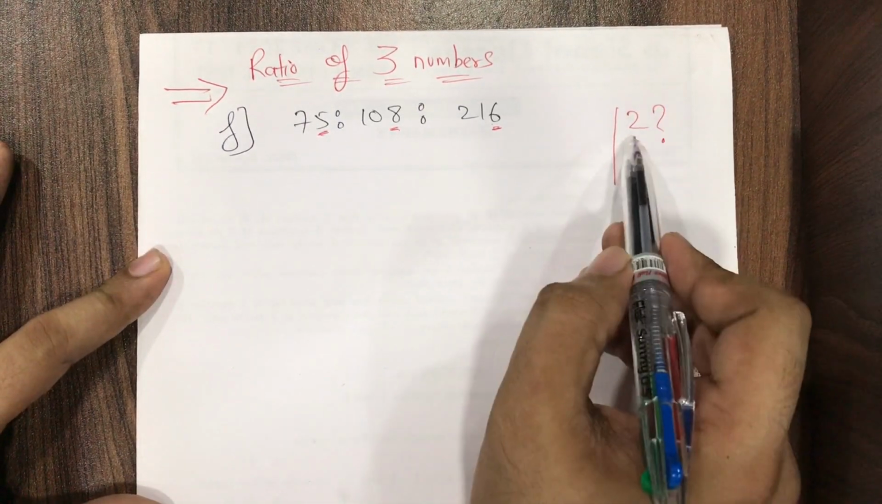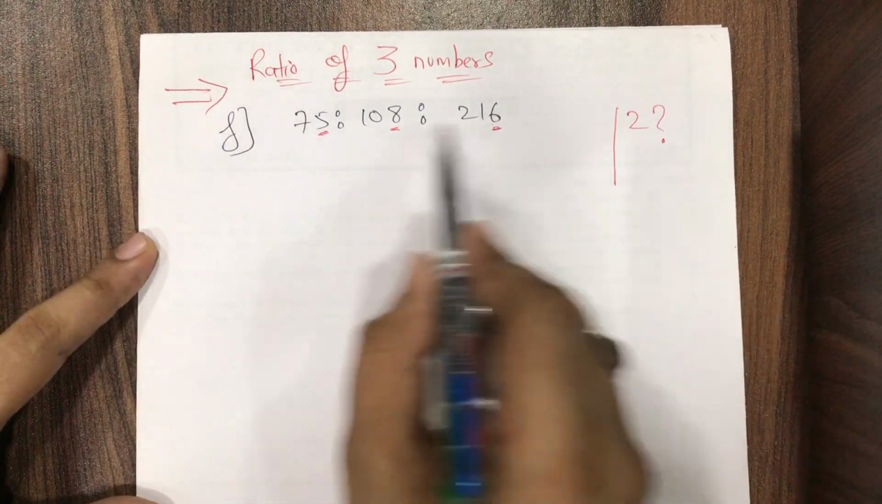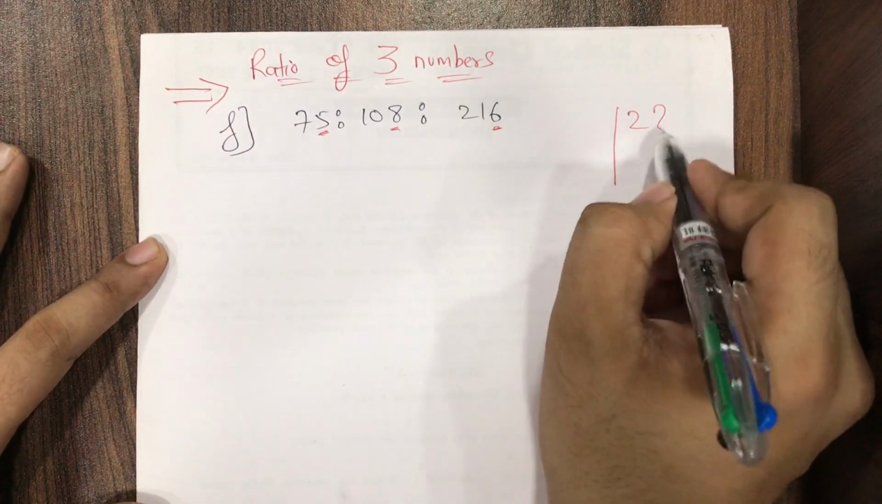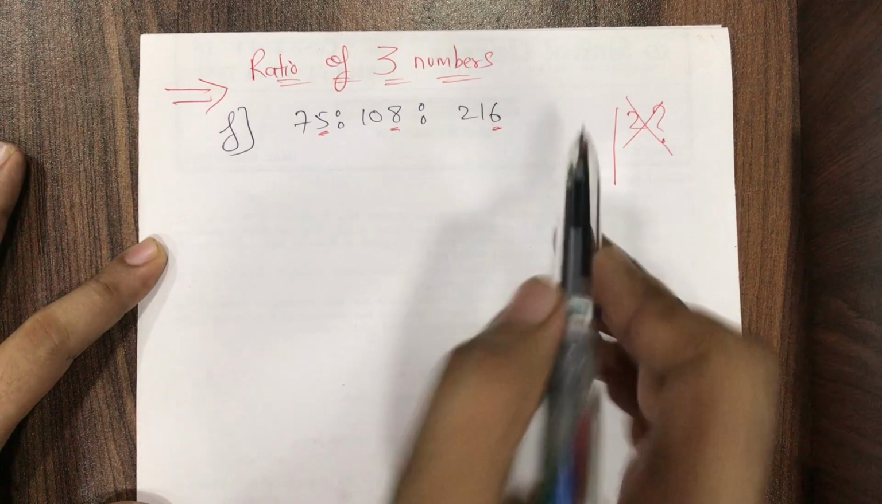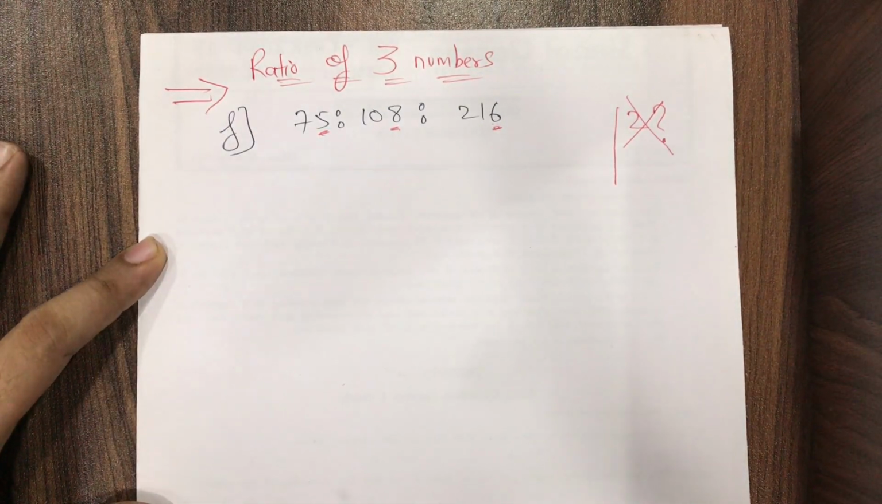So still, will I divide the whole thing by 2, because the majority are going? The answer is a big no. We should divide with that number which goes in all the numbers.